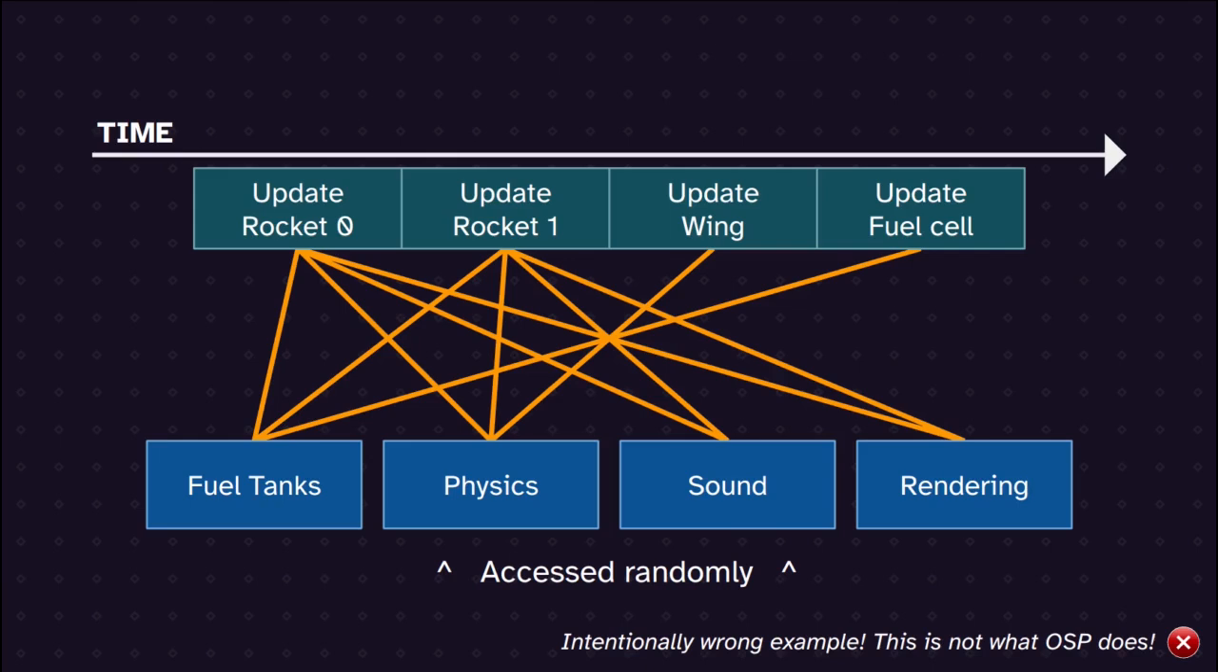We don't know if that's going to read into fuel tanks. We don't know if that's going to access the physics engine, the sound engine, or rendering. Maybe it sends an HTTP request. We don't know that much about what's going to happen, so it's difficult to reason about the code. The wing only touches the physics engine. The fuel cell only deals with fuel tanks. There's going to be other stuff here, of course, but I'm keeping it simple. And this is an intentionally wrong example, because I'm getting to what OSP does.